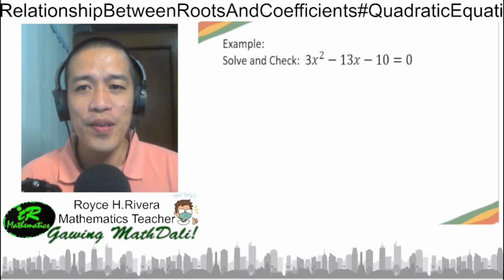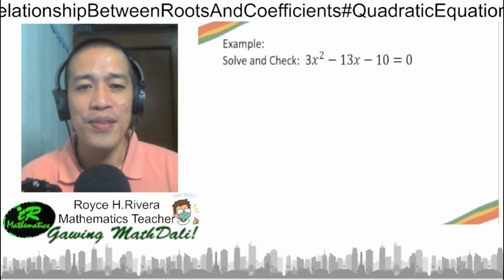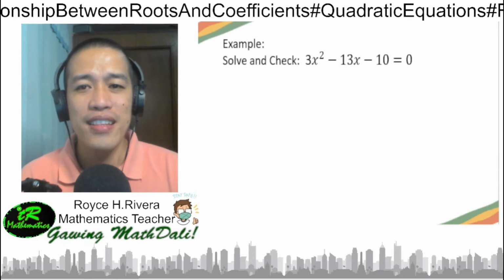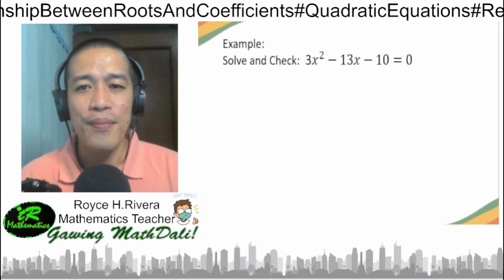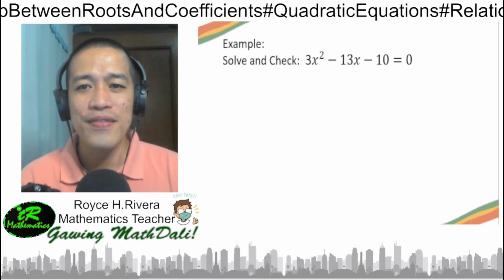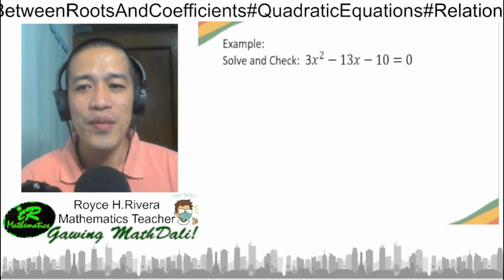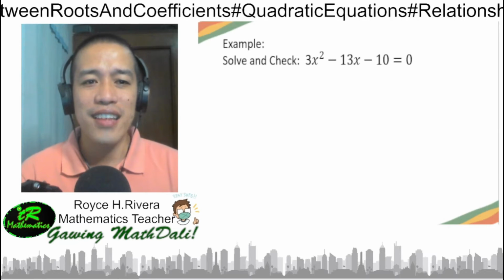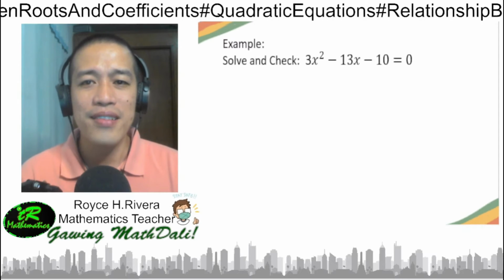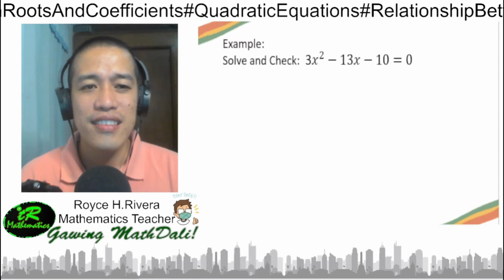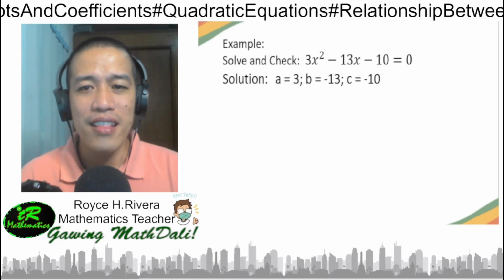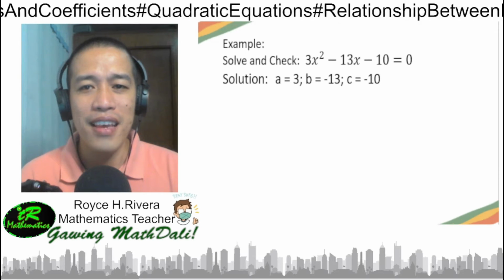Upang mas maunawaan, heto ang isang example. Let us solve and check the quadratic equation 3x squared minus 13x minus 10 equals 0. The equation is already in the standard form. Let us now get the values of a, b, and c. We have 3, negative 13, and negative 10 respectively.